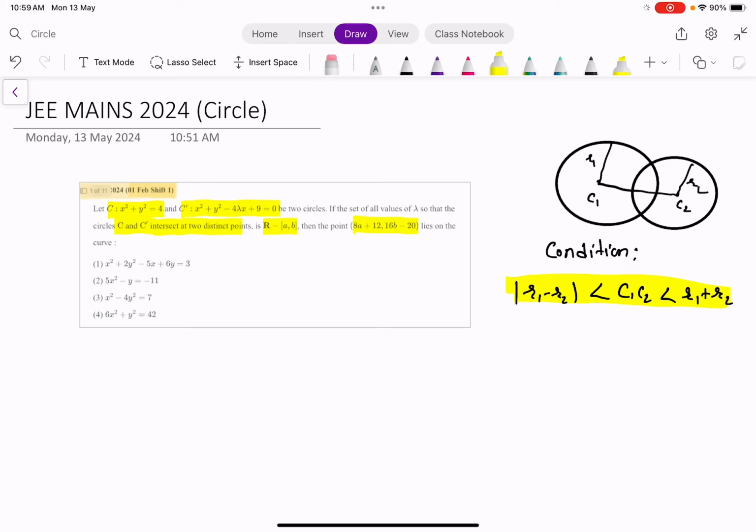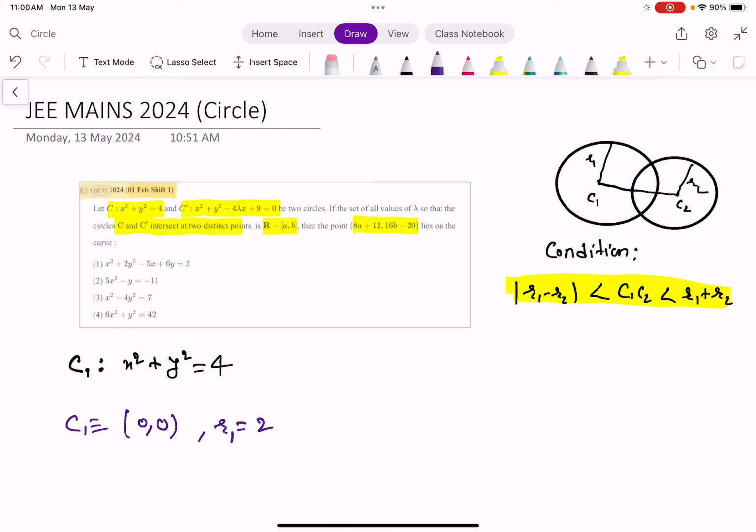The first circle C1 is given as x square plus y square equal to 4. So what can we write for the center? The center will be 0 comma 0. And the radius will be 2 here. Let us call it r1.